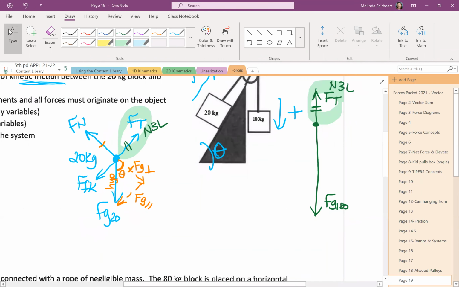You have to get the diagrams right because now we're going to write our FNet statements to solve the acceleration. And so I'm at the hanging block. That one's going to be easier. What's the FNet statement for the hanging block?